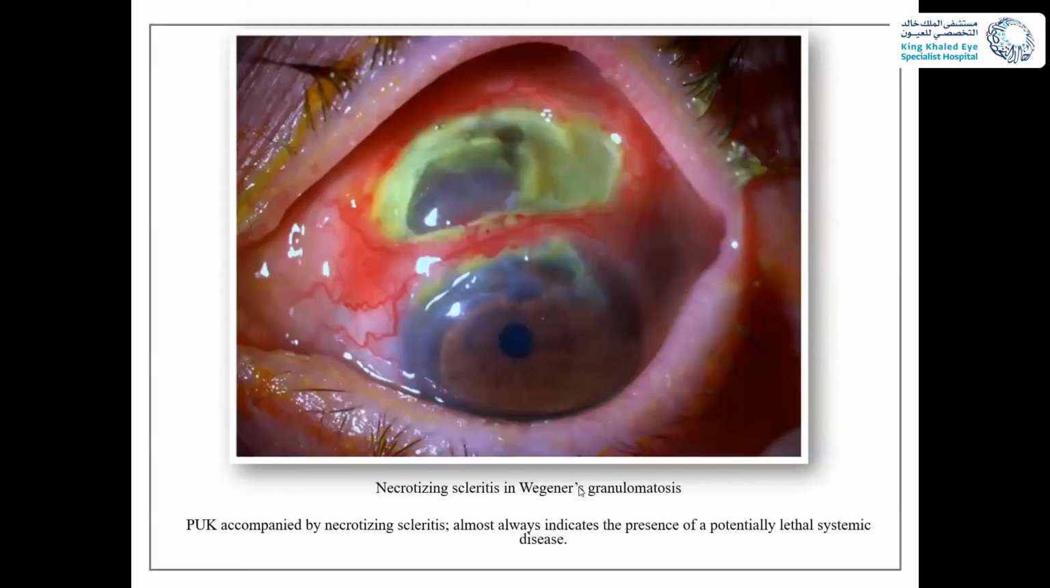Now, for example, this is a picture of a patient with significant peripheral corneal thinning, vascularization, and epithelial defect with adjacent necrotizing scleritis. This patient turned out to have a vast systemic vasculitis, Wegener's granulomatosis in particular, and the presence of necrotizing scleritis almost always indicates the presence of potentially lethal systemic disease.